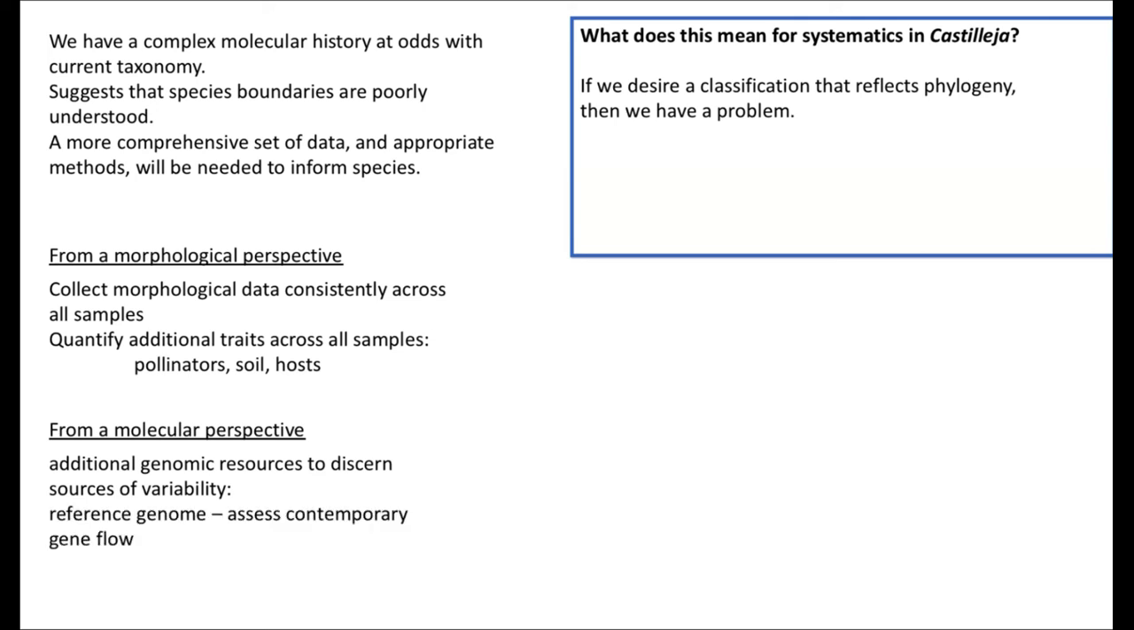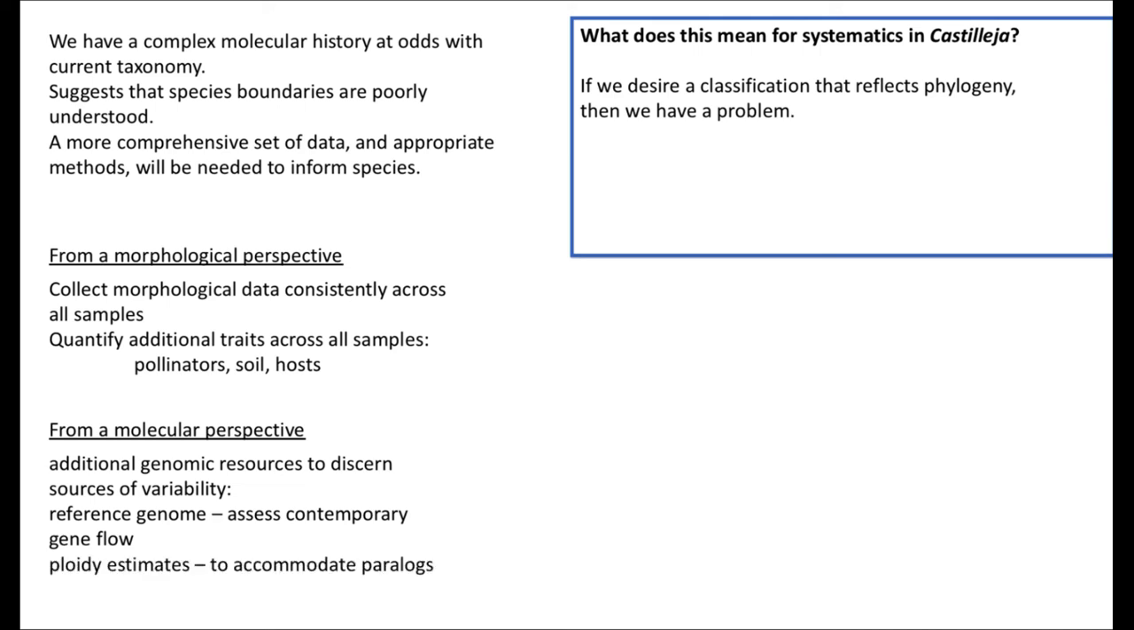One of my biggest pushes right now is to generate a high quality reference genome. This is going to be a really important source for lots of different molecular reasons. But one that I'm really excited about is to really dig into contemporary gene flow and some of these hybrid zones that we're seeing. So in my head, I'm thinking of that Linearifolia pilosa example that I mentioned earlier on.